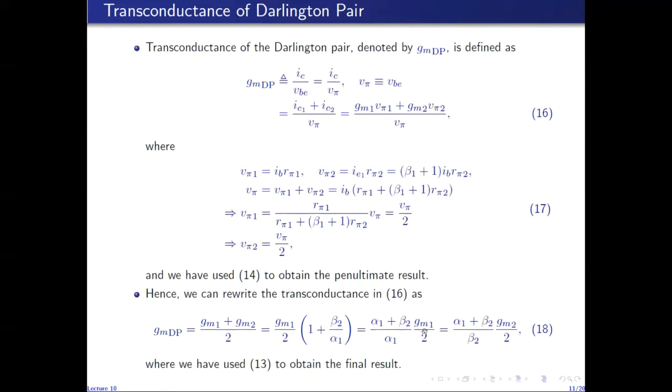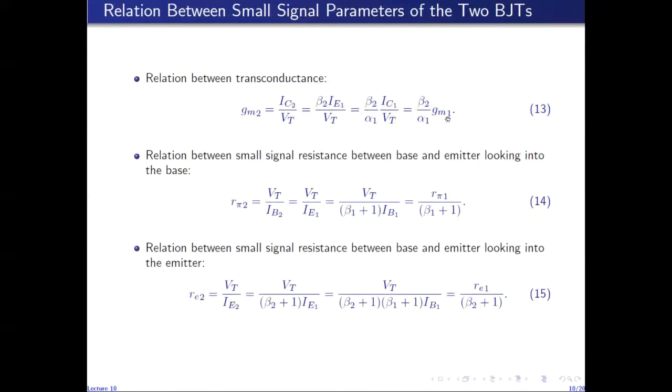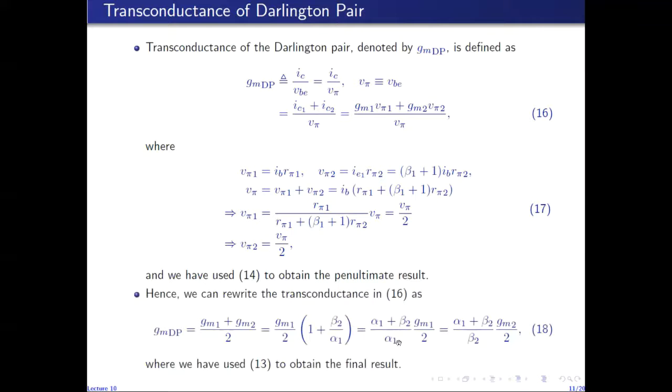And then again, using this expression in 13, I can replace GM1 with alpha 1 over beta 2 times GM2. So alpha 1 will get cancelled out, and I'll have a beta 2 in the denominator. So this expression relates GM dp in terms of GM2. So the transconductance of the overall Darlington pair can be given in terms of GM1 or GM2. These two expressions are equal to each other.